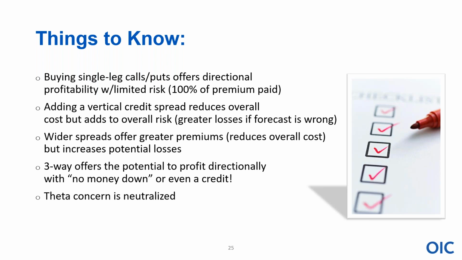And then we added an element and got to the three-way, offering more potential profit, eliminating theta decay, having this sort of no money down concept. You're likely going to have a small debit or maybe achieve a small credit depending on your strike price selection, but having the long option with directional potential and not having theta, that's the main benefit for doing the three-way while accepting much greater loss.